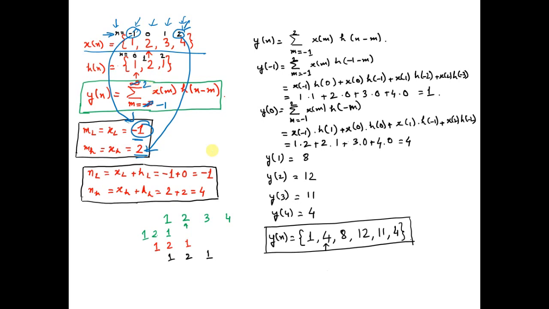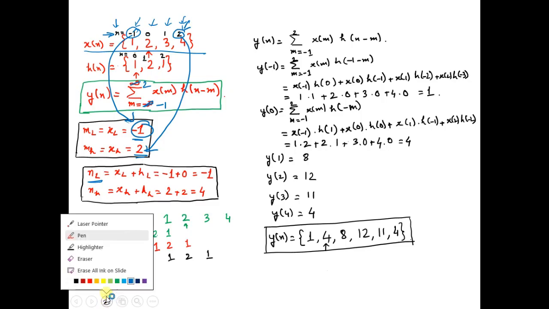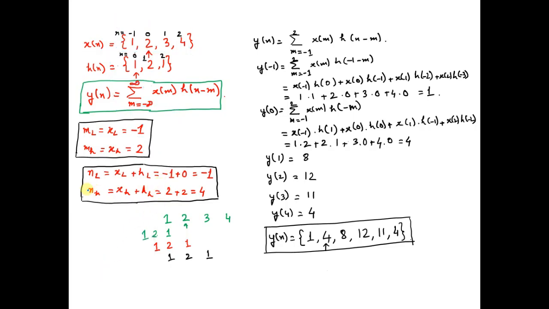Next is the n value. Over here also there would be one lower limit and one higher limit. Okay. So how do you find out? The n lower value would be the lower value of x of n plus the lower value of h of n. So -1 plus 0, -1. Right?